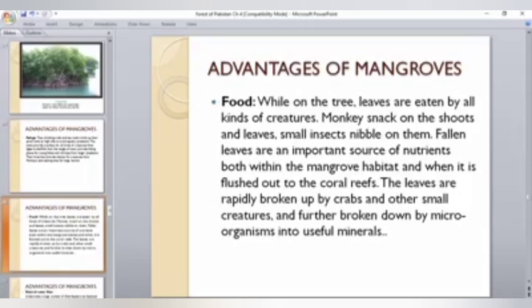Food: fallen leaves provide food for shrimp and fishes as well. Monkeys also snack on the shoots and leaves. Small insects nibble on them. Fallen leaves are an important source of nutrients both within the mangrove habitat and when it flushes out to the sea, it provides nutrients to the coral reefs as well. These leaves are rapidly broken up by crabs and other small creatures and further broken down by microorganisms into useful minerals. So this provides food for several species in the sea.